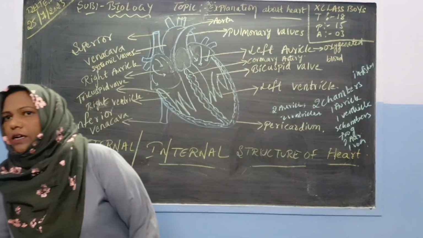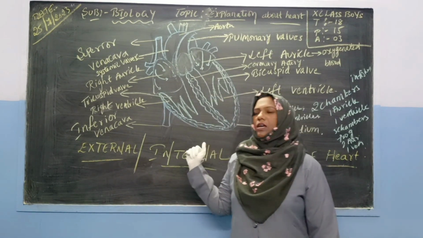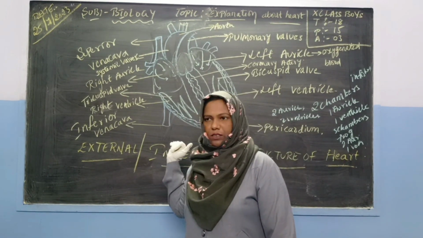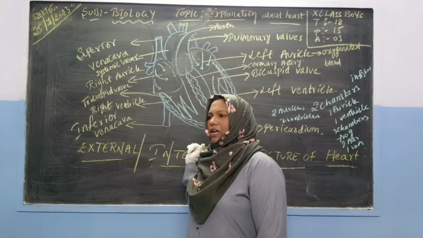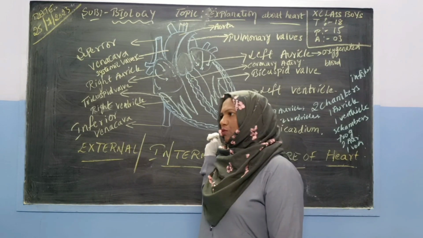Now we'll see the internal structure of the heart. Here we learned about the external structure of the heart. Now we'll learn about the internal structure of the heart. Internally, the heart is divided into 4 chambers, that is 2 auricles and 2 ventricles.